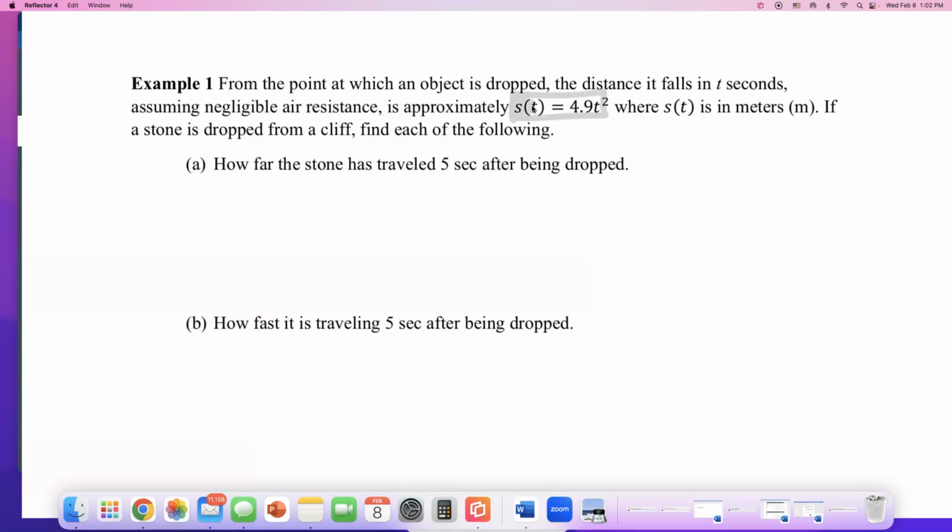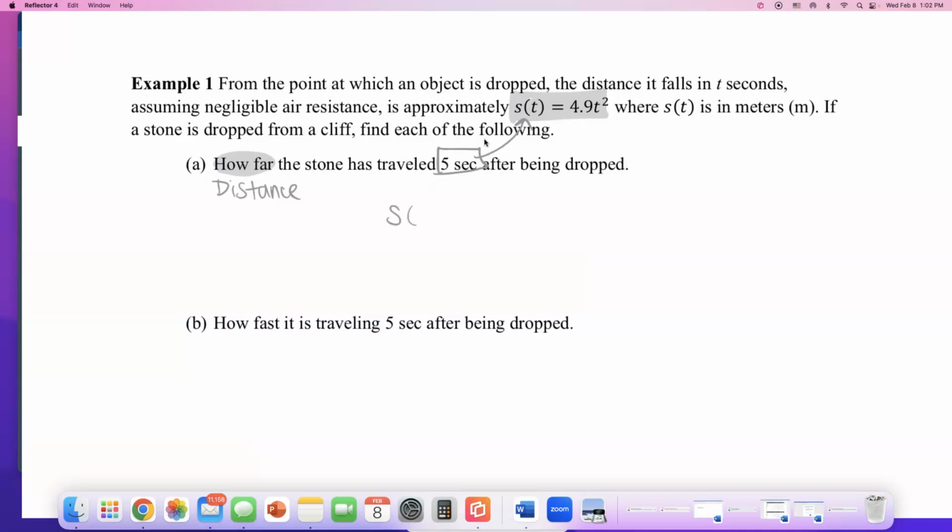So whenever you want to find the distance this stone traveled, by the way, we're throwing a stone. If a stone is dropped from a cliff, find each of the following. The first part is asking you how far the stone has traveled 5 seconds after dropped. So if they ask you for how far, they're asking for the distance. So plug in the 5 into the distance function.